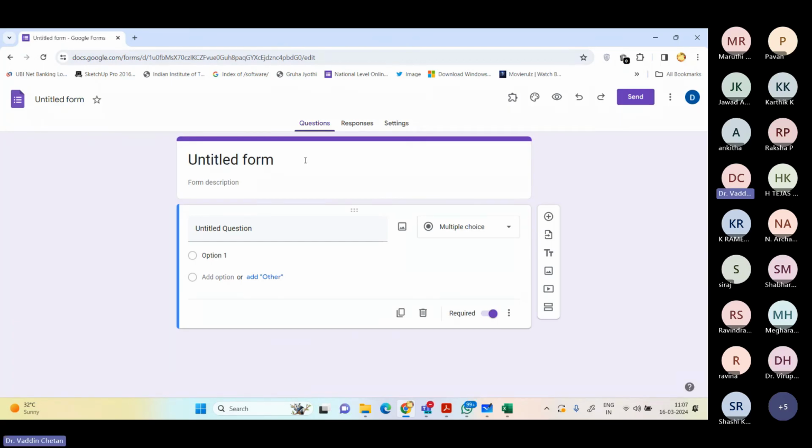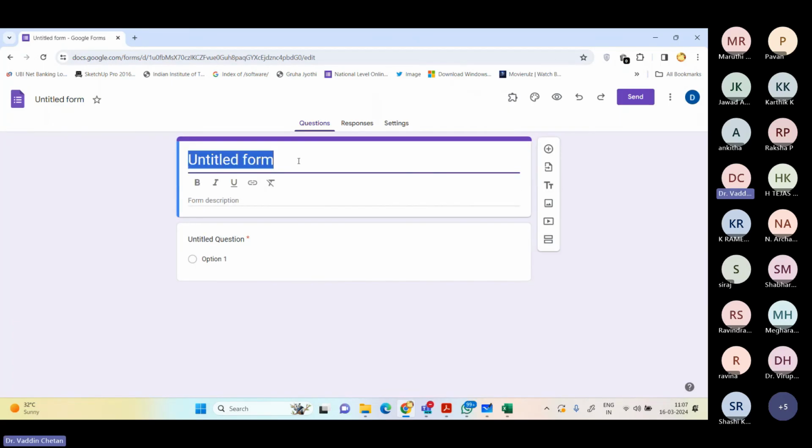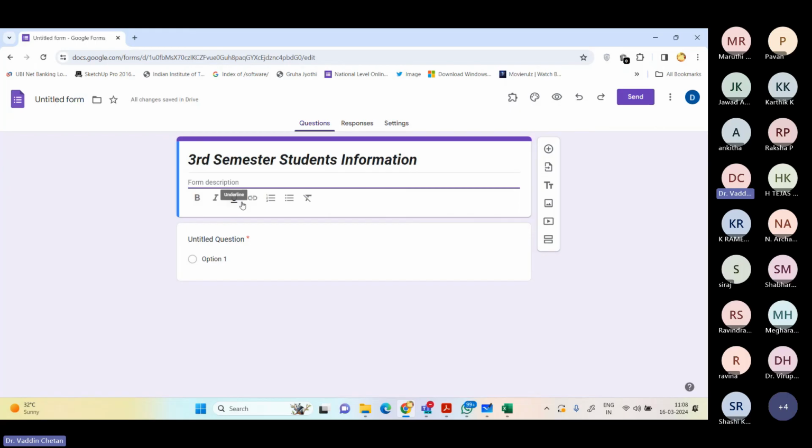It will ask you, right? Untitled, give the title as students information, third semester students information, right? If you want to bold it, you can bold it up. Italicize, underline, or remove formatting, whatsoever you can, if you wish, you can do that. And form description, if you wish, you can give, right?